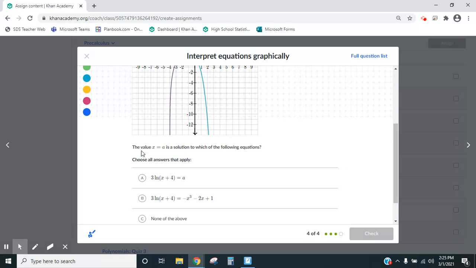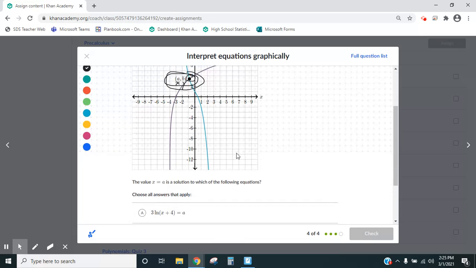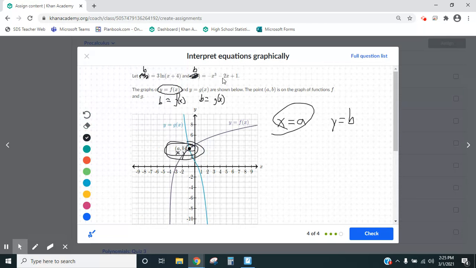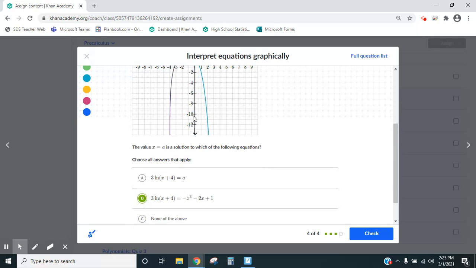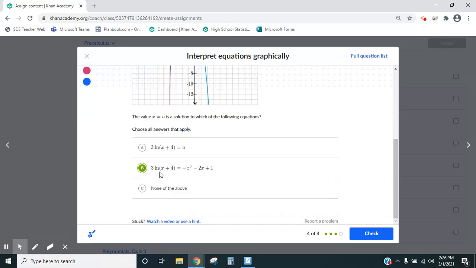It says choose all answers that apply. It says the value x equals a. That's like this spot right there. Is a solution to which of the following equations? All right, so first of all, it's when the two functions are equal to each other, and that's what the two functions are right there, those two equations. Wherever the two functions meet is the same thing as saying where they are equal to each other.